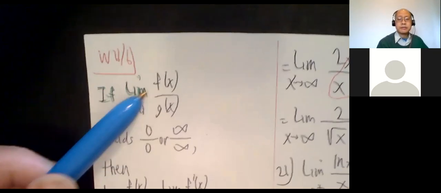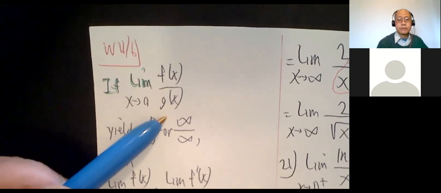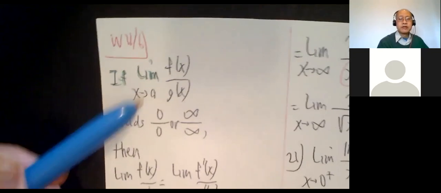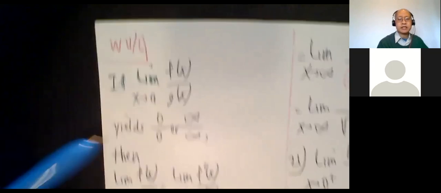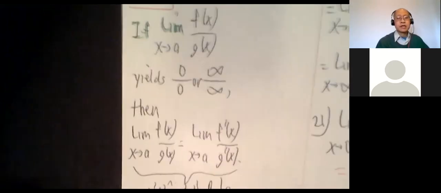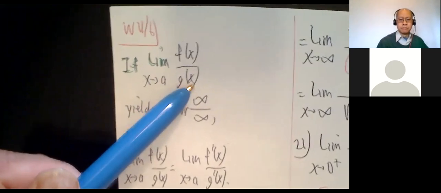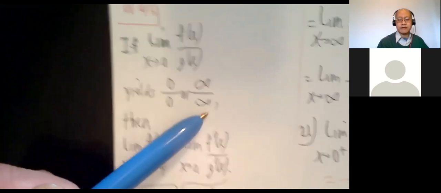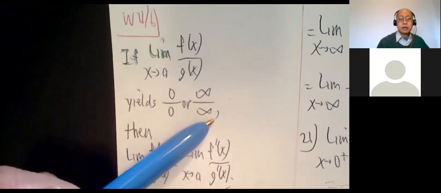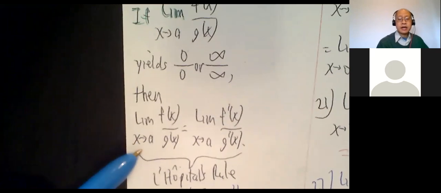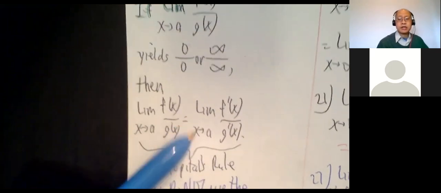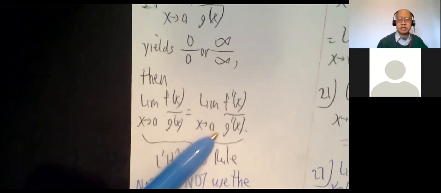All right, L'Hôpital's rule involves limits. So we're going back to limits, and the limit is a quotient, something divided by something. Okay, so here's L'Hôpital's rule. If the limit as x approaches a of f of x over g of x yields 0 over 0 or infinity over infinity, so the limit of the top is 0 and the limit of the bottom is 0, or the limit of the top is infinity and the limit of the bottom is infinity, then L'Hôpital's rule says the limit as x approaches a of the quotient is equal to the limit as x approaches a of f prime of x divided by g prime of x.